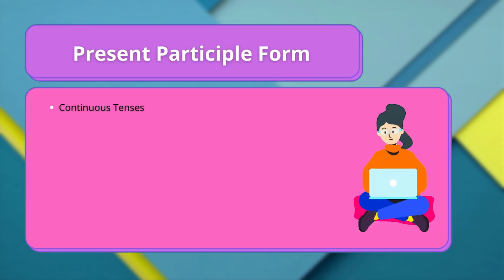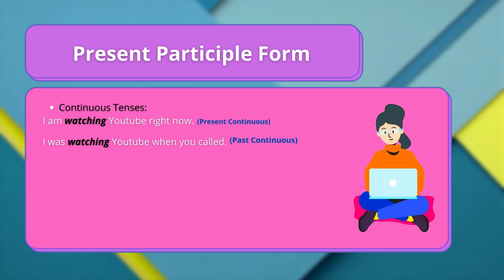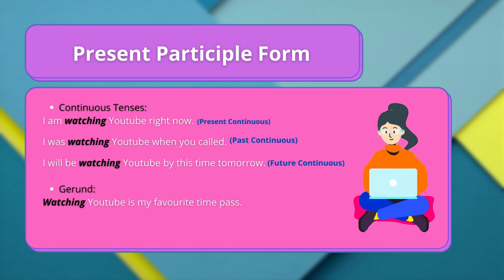Finally, the verbs in the present participle forms are used for continuous tenses and as gerunds. For example, I'm watching YouTube right now. I was watching YouTube when you called. I will be watching YouTube by this time tomorrow. Watching YouTube is my favorite time pass.